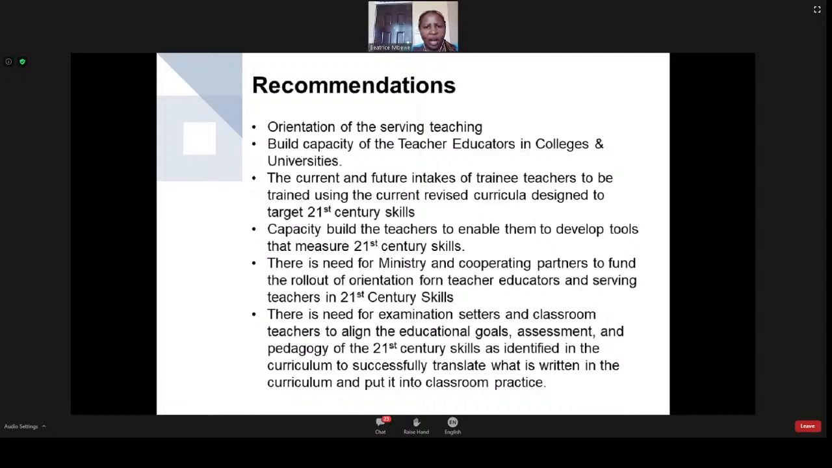Then we are also trying to build the capacity of teachers to enable them to develop tools that measure the 21st century skills.